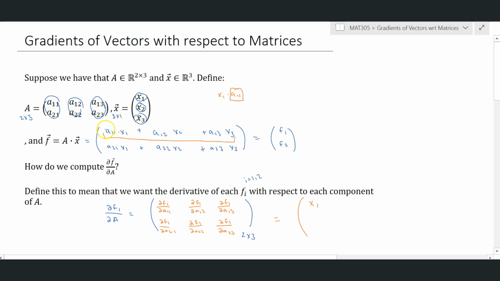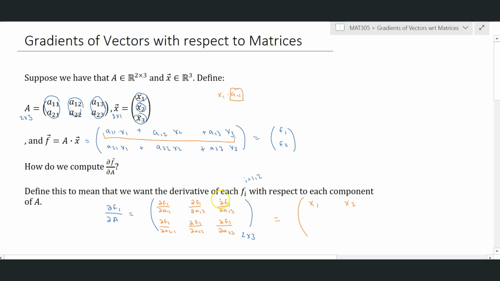Well, the derivative of this term, this doesn't have any a12's in it, so it's 0. It's a constant. The derivative of this with respect to a12 will just be x2. And the derivative of this with respect to a12 will be 0. So our answer for what's the derivative of this entire thing with respect to a12, well, it's just x2. That's the only term that depends on a12.